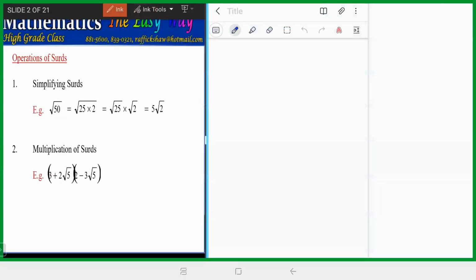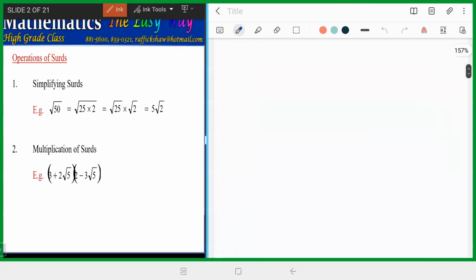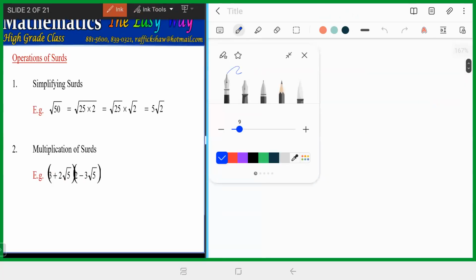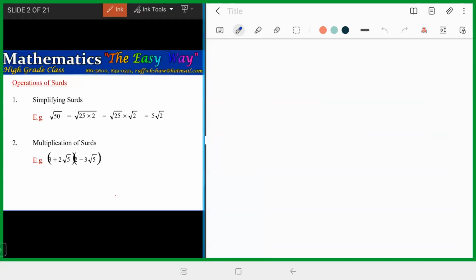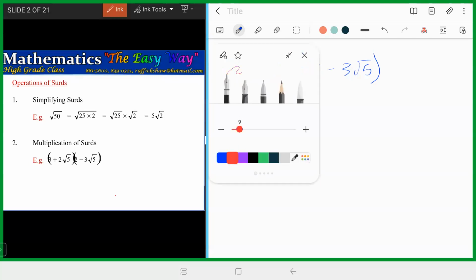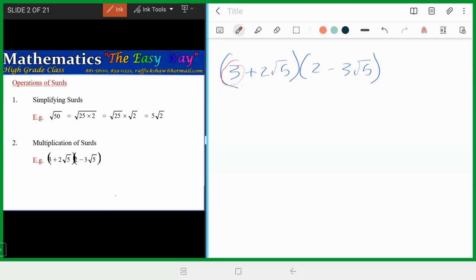Step by step. So if you have that thing to do, I will see on the screen there, which is 3 plus 2 root 5 times 2 minus 3 root 5. We expand this the normal way. It is this times each of them, and then this times each of them.